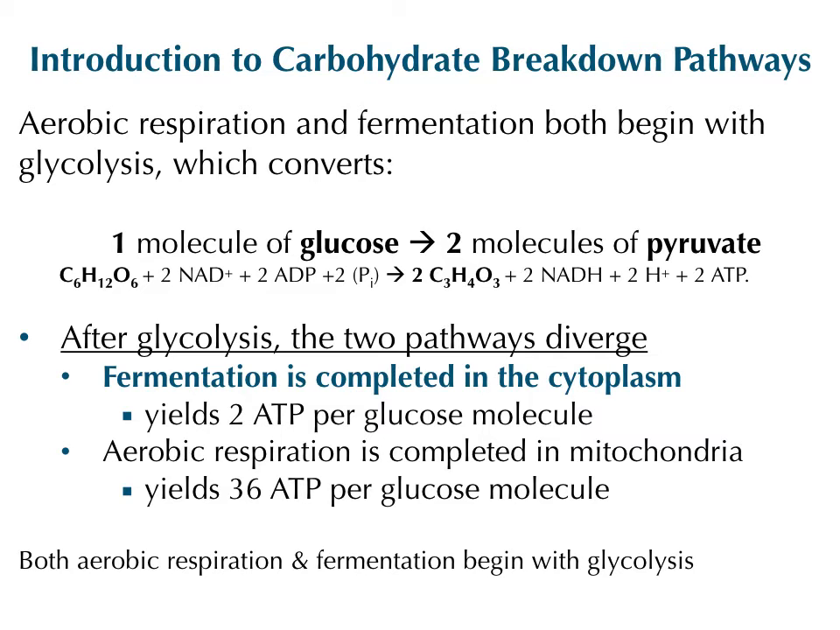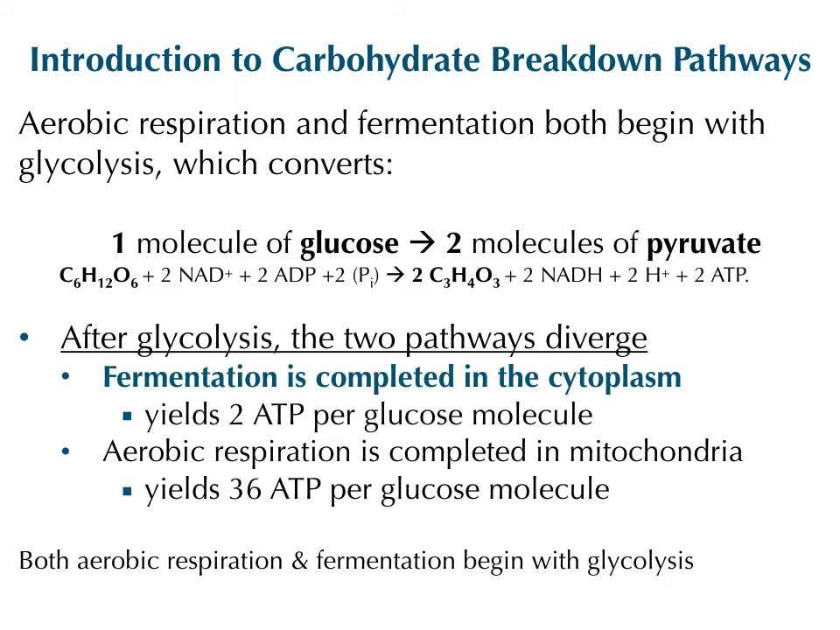We start out with our 1 molecule of the 6-carbon sugar glucose, and our end result after glycolysis is our 2 molecules of pyruvate. When we go on to aerobic respiration in the mitochondria, we yield a pretty high amount of ATP, about 36 ATP per glucose molecule. Fermentation continues anaerobically in the cytoplasm, and we only yield 2 ATP per glucose molecule. So why would we ever undergo fermentation?